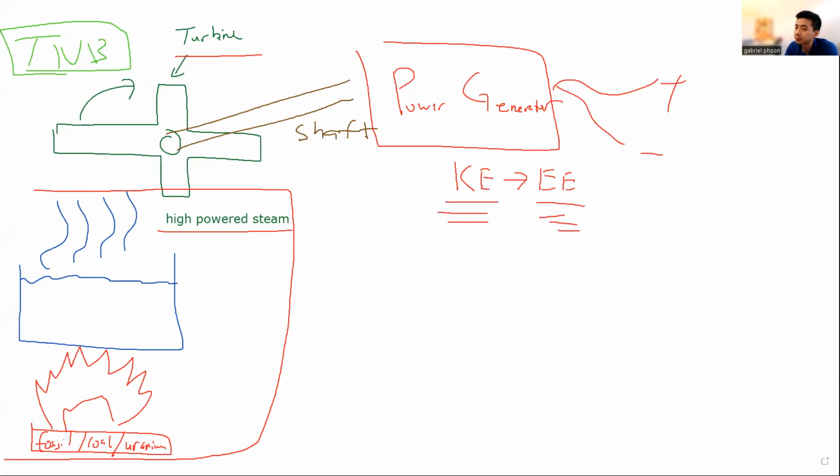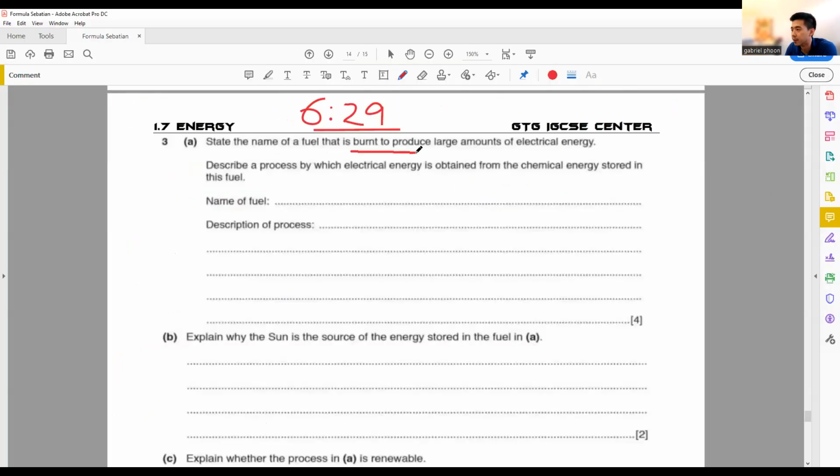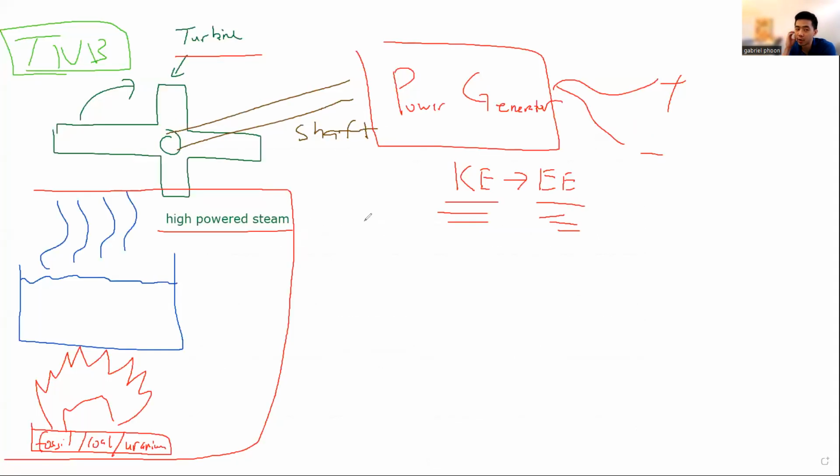So, if you look back at the question here, state the name of the fuel that is burned to produce large amounts of electrical energy. For sure it is that one, no? Right. And you're supposed to describe the process. It's essentially everything I said just now. So you might want to copy this down. Then you can more or less imagine how the whole thing works, right?